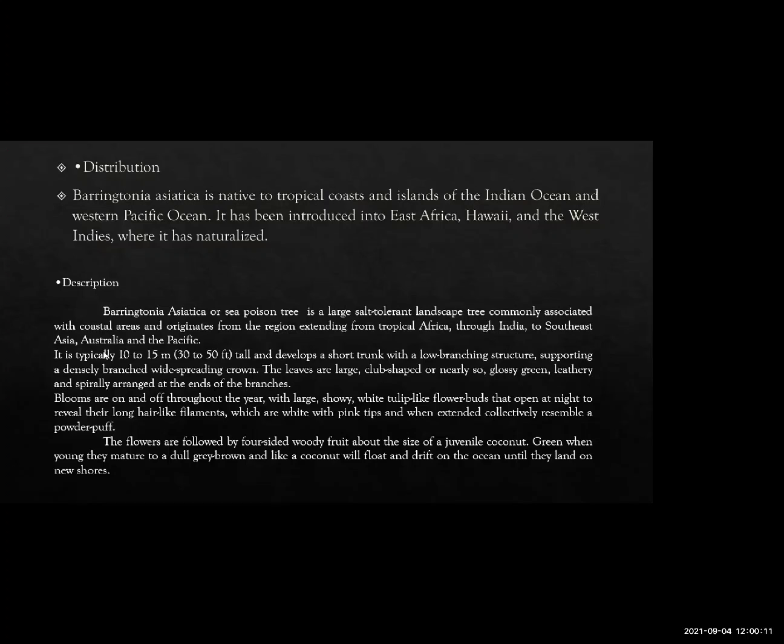Blooms are on and off throughout the year, with large showy white tulip-like flower buds that open at night to reveal their long hair-like filaments, which are white with pink tips and when extended collectively resemble a powder puff. The flowers are followed by 4-sided woody fruit about the size of a juvenile coconut. Green when young, they mature to a dull gray-brown. Like a coconut, it will float adrift on the ocean until it lands on new shores.